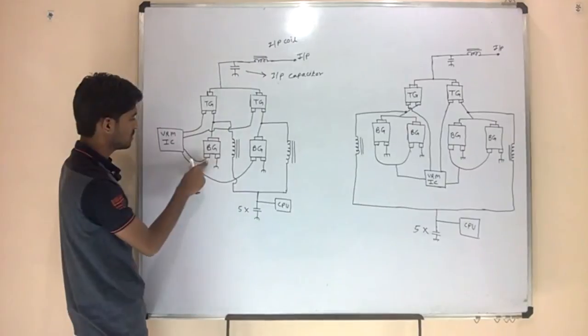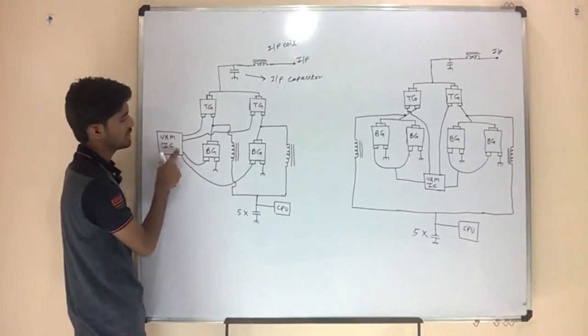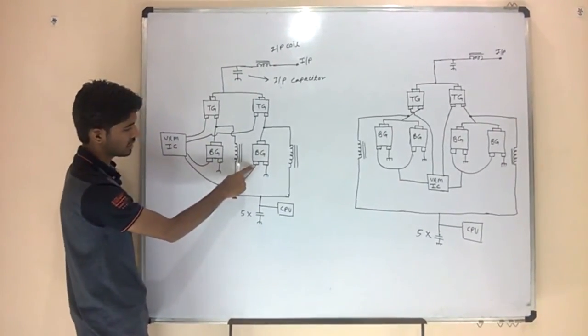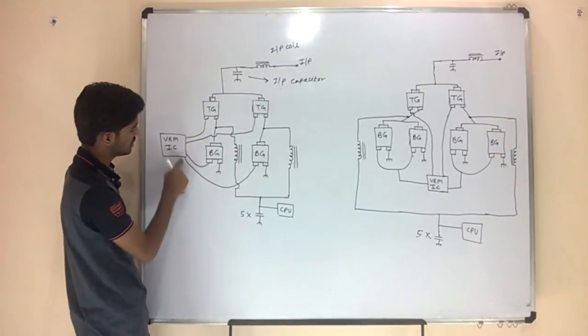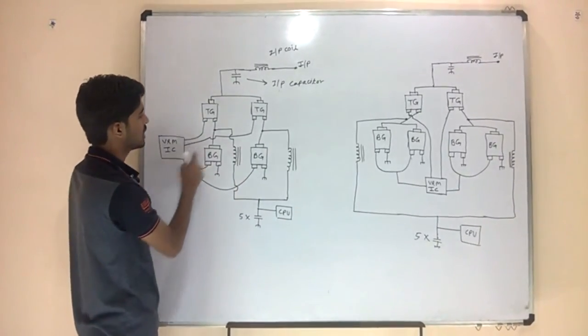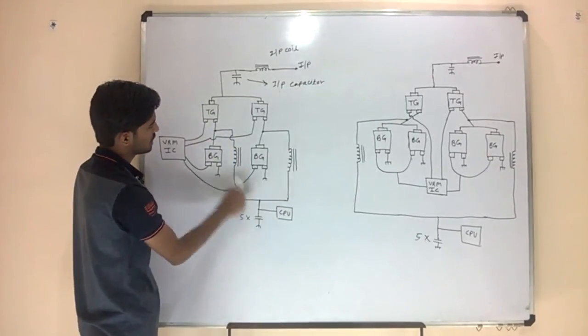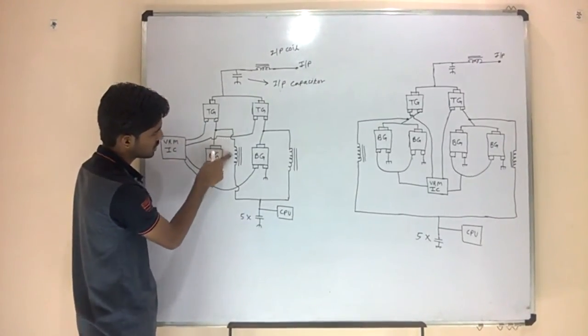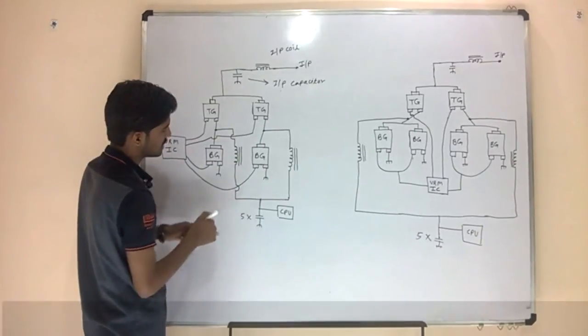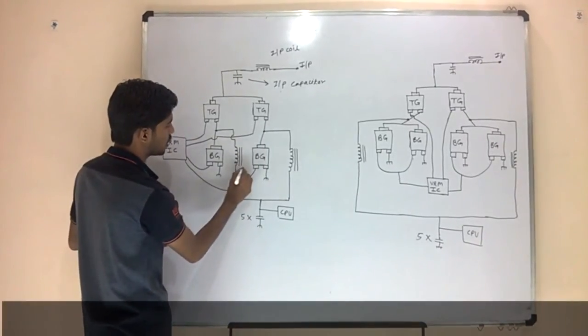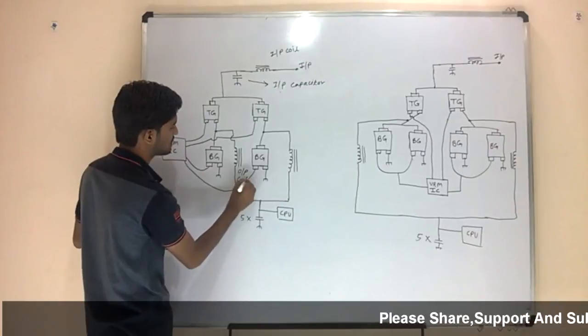And also the gate of the BG MOSFET is connected to the IC. The same here, the gate of this BG MOSFET is connected to the IC. Now this is the output which goes to the CPU, passing through the coil and capacitor. This coil is called an output coil.